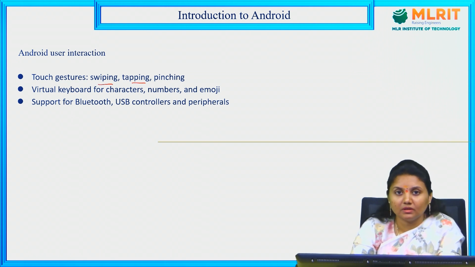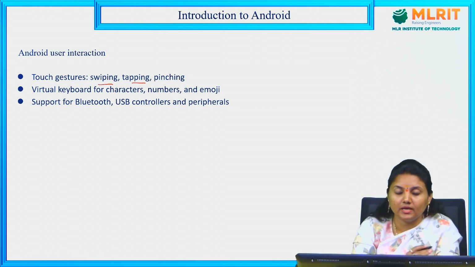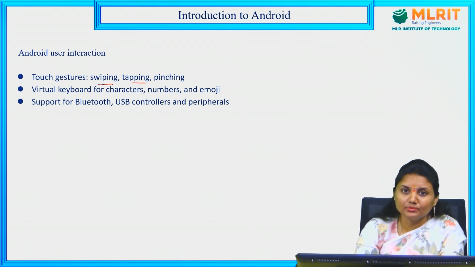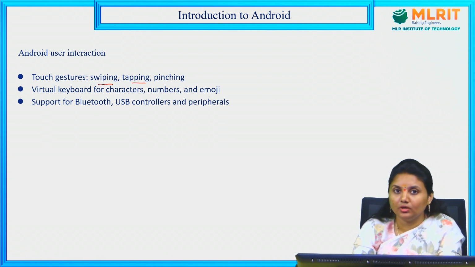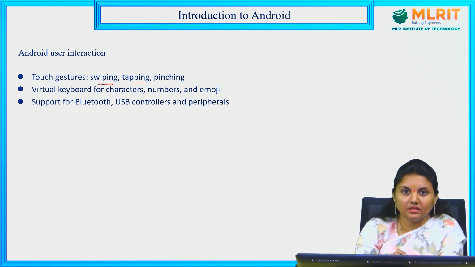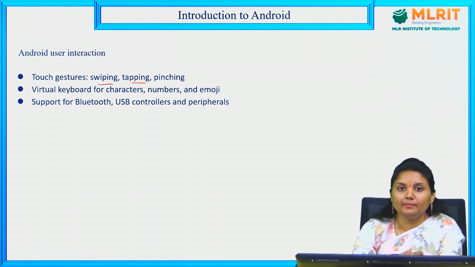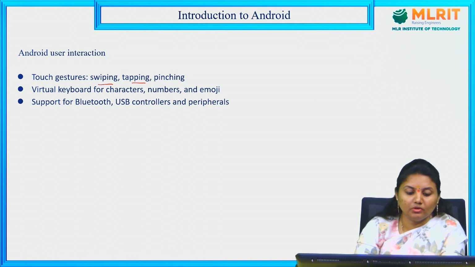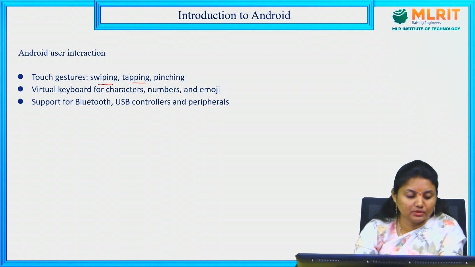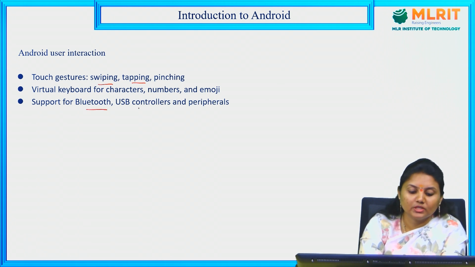in the initial stages, in the first few versions when Android was released, we got keyboards which we could visually see on the Android mobile, and then we could use them. But later on we got virtual keyboards, where there is no keypad in the mobile, and you are able to get a virtual keyboard directly in your Android layout. So that's a virtual keyboard, where you can use alphanumerics, any special characters, any emojis, whatever, from there. Support for Bluetooth, USB controllers, peripherals.